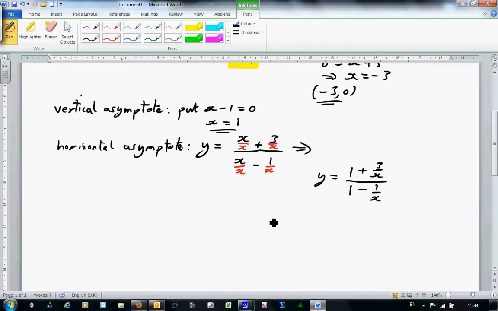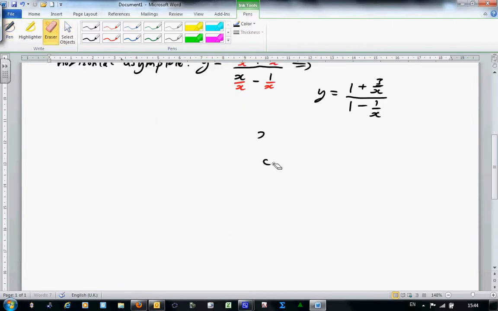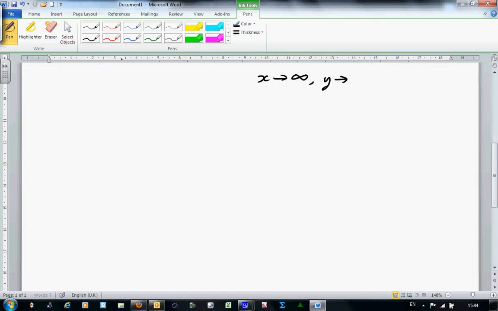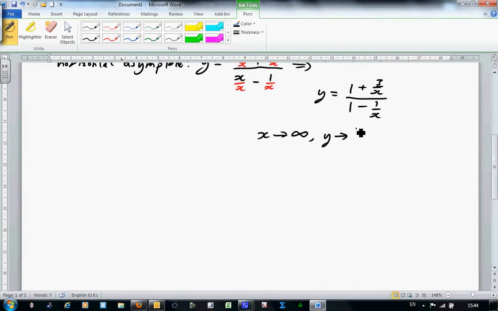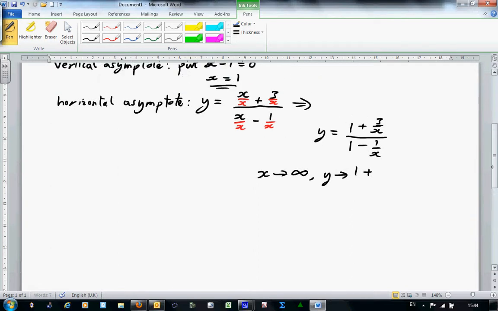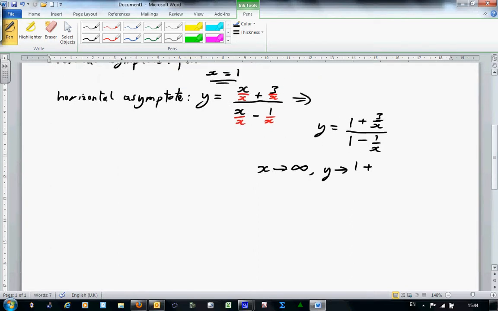So let's set x going to infinity. So as x goes to infinity, y will go to 1 plus, now 3 over something extremely big is 0. 1 minus 1 over something extremely big will be 0, which implies that y will tend to 1 over 1, which is 1. That is our horizontal asymptote.